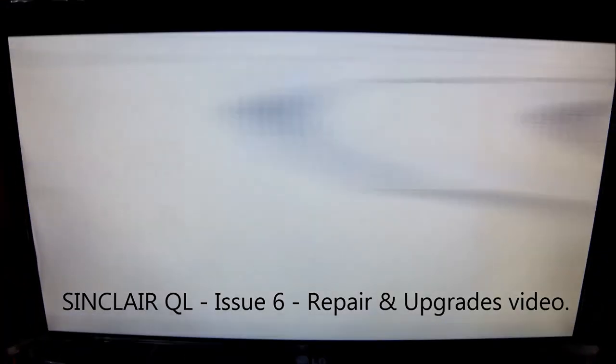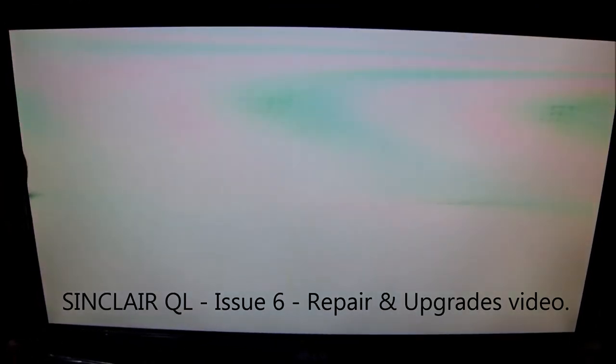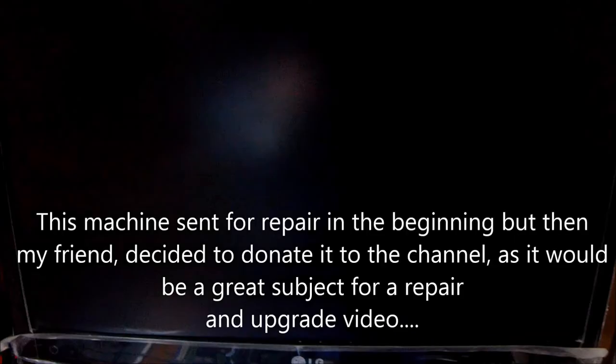What I have on the bench today is a Sinclair QL with several problems. The missing key is the least I can think of right now. I have already replaced more than three keys already.